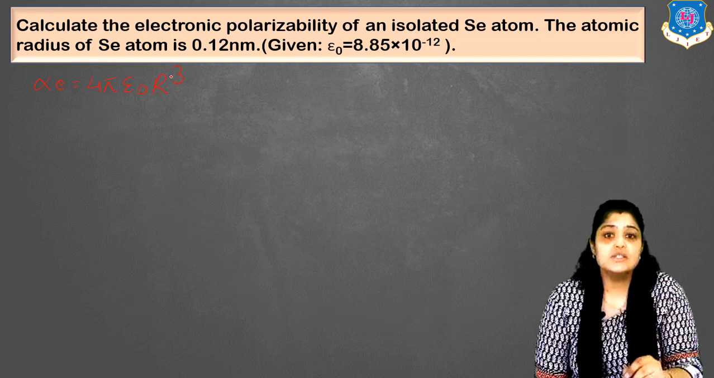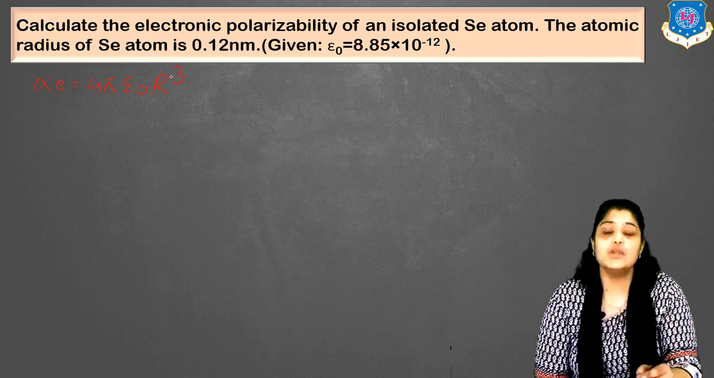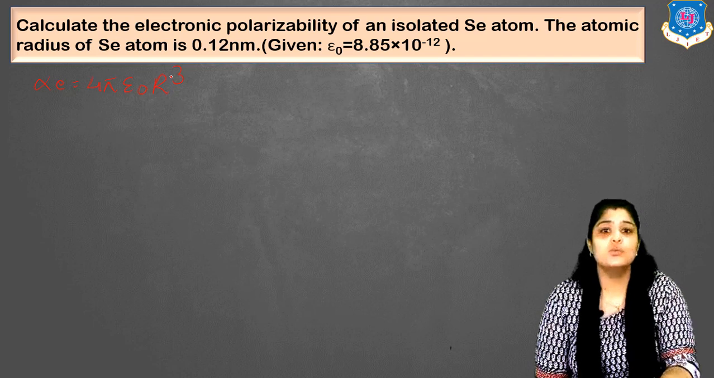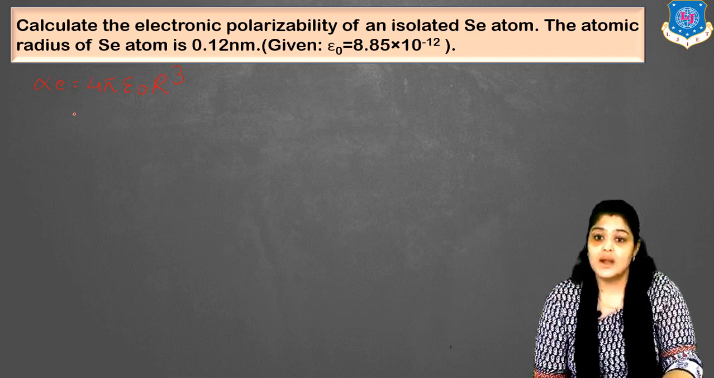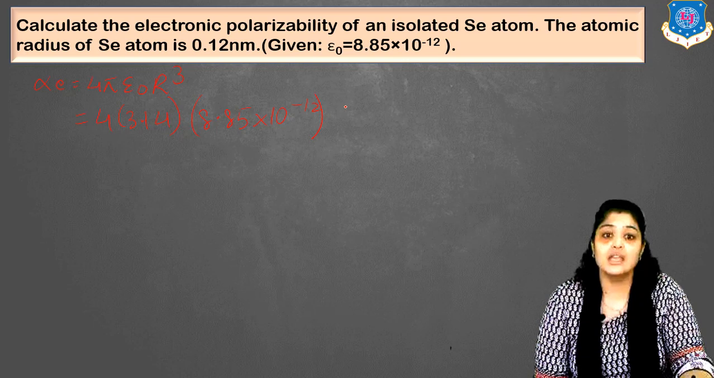But while solving this kind of numerical, you just have to keep in mind that you convert all the units properly. Because otherwise the powers of 10, if they are not written correctly, you won't get the correct answer. So without making mistakes, we'll write each of the formula, each of the value properly. The value of epsilon is 8.85 into 10 raised to minus 12 into r cube.